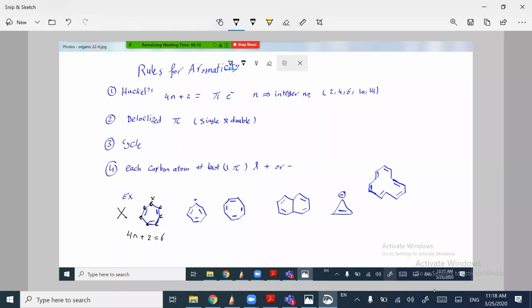For this compound, this carbon atom has no pi bond, but at least it has a positive charge, so it is aromatic. And so on according to this. The number must be an integer: 2, 4, 6, 10, and 14. This is for aromaticity and Huckel's rule.